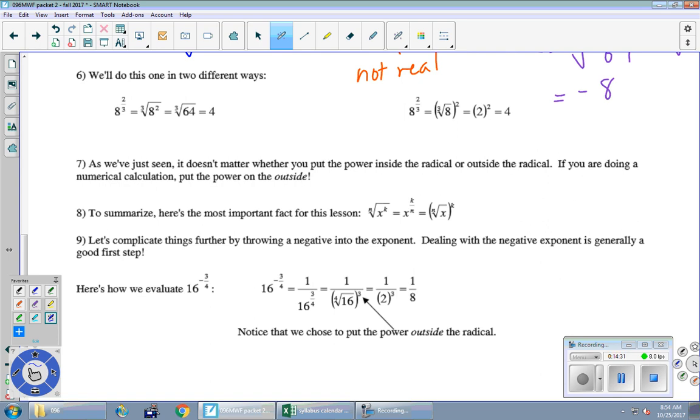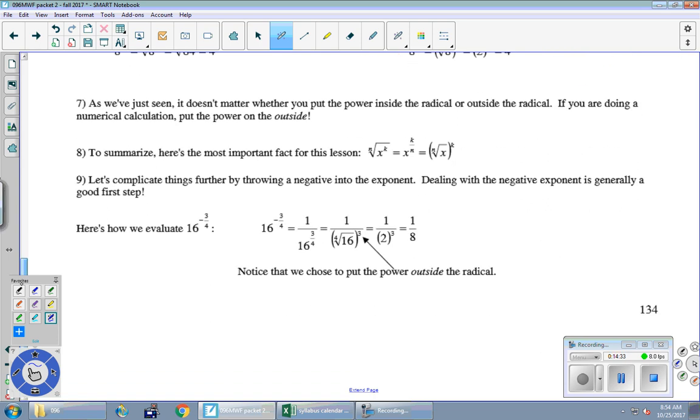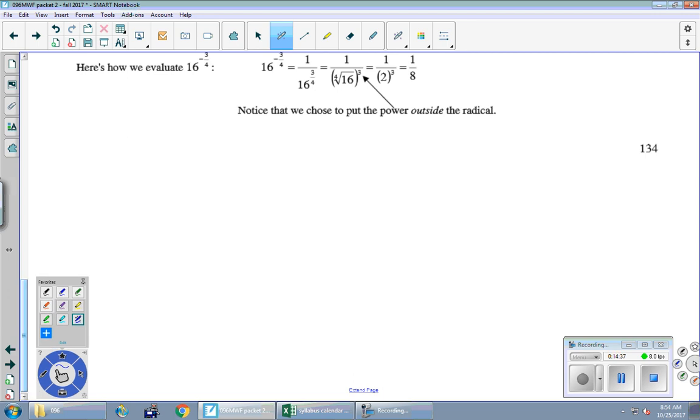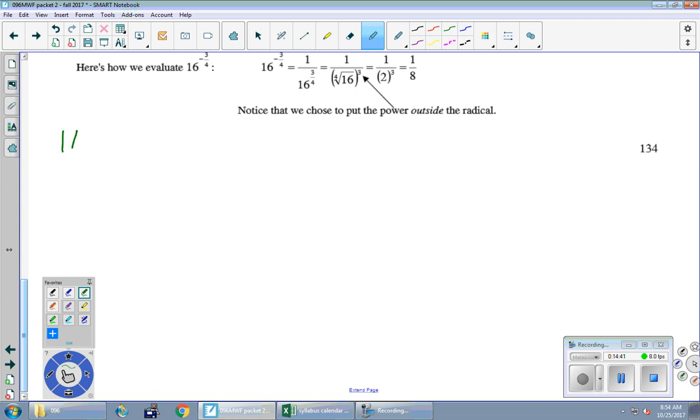And so this gives us an opportunity to make our lives easier. So let me show you how this is going to help us. If you have room at the bottom of your page, let's do this calculation. So right there at the bottom, just copy the 16 to the negative 3/4.